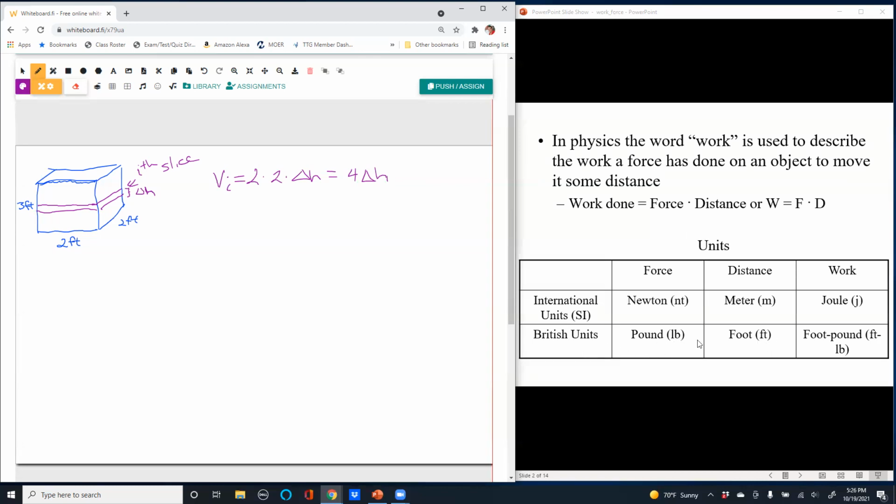Feet, pounds, we're now in British units. And the reason this is important: in British units, pounds are already a force. We do not need to multiply by gravity. A mass is not a force. To take a mass and turn it into a force, we have to multiply by gravity. So that's one of the big reasons you need to know if you're in British units or international units. In international units, you'll need to multiply by gravity, which is that 9.8 meters per second squared. In British units, you will not, because pounds are already a force.